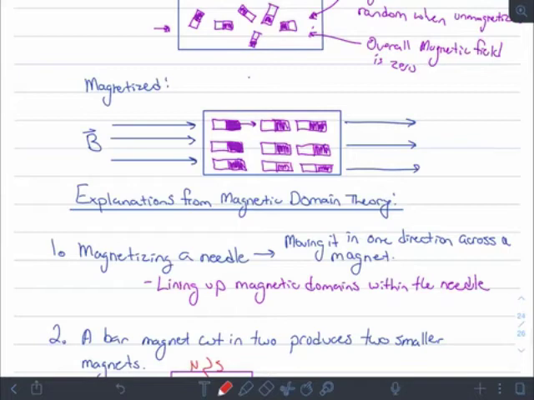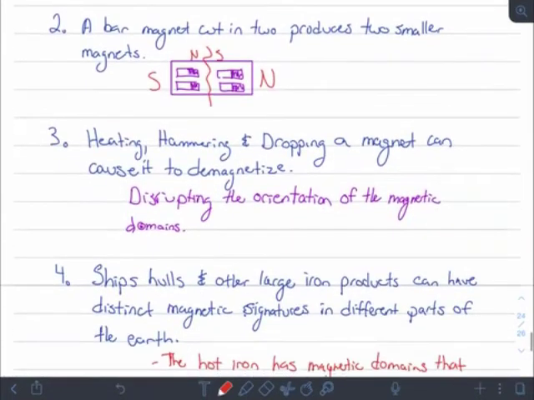Okay. Any other questions about this so far? Otherwise, we're going to go on to magnetic fields and I'll show you some videos.